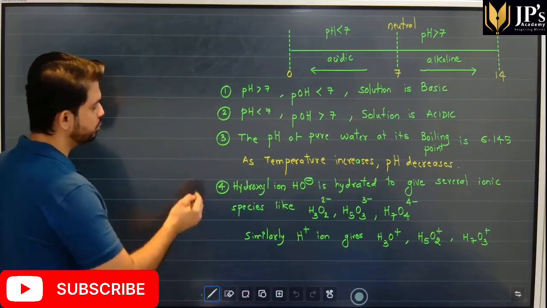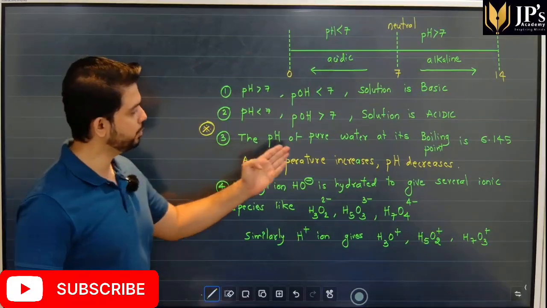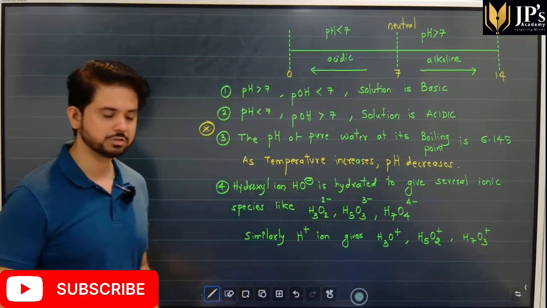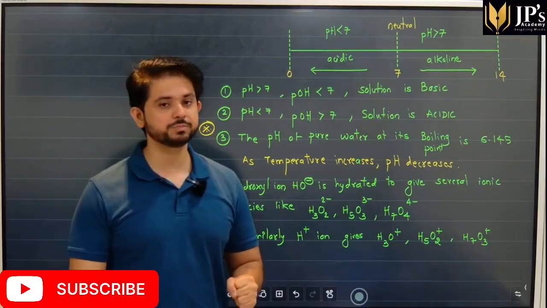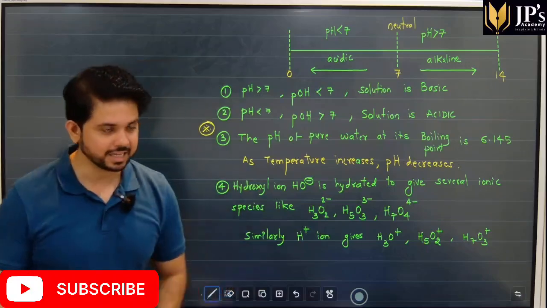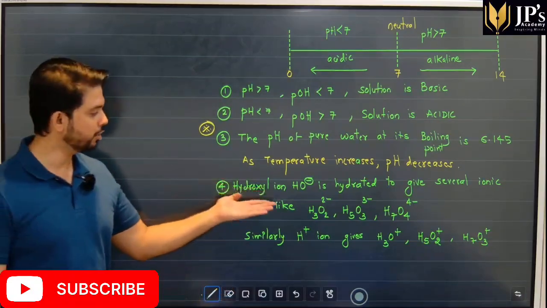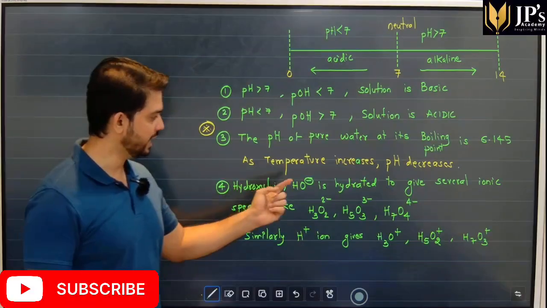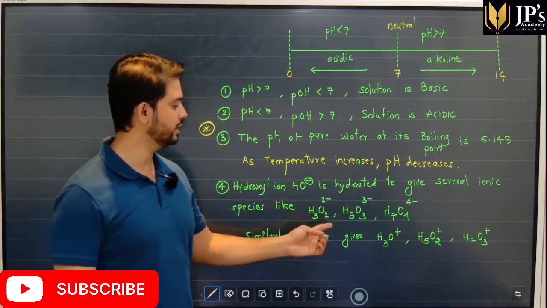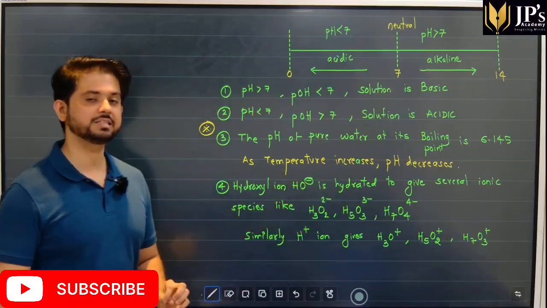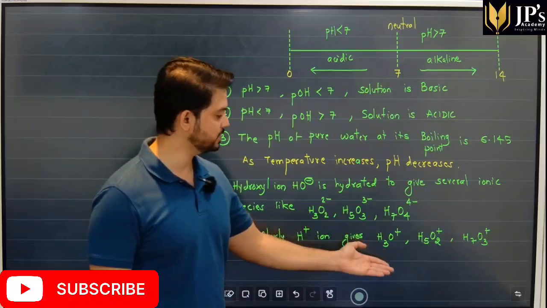The third and fourth point are very important. What does the third point say? The pH of pure water at its boiling point is around 6.145. As temperature increases, students, please remember pH will decrease since more ions will be produced because of dissociation. The hydroxyl ion OH minus is hydrated to give several ionic species like H3O2 minus, H5O3 minus, and so on. Similarly, H plus ion is further hydrated and it will give you H3O plus.